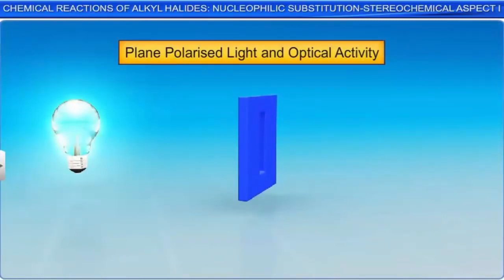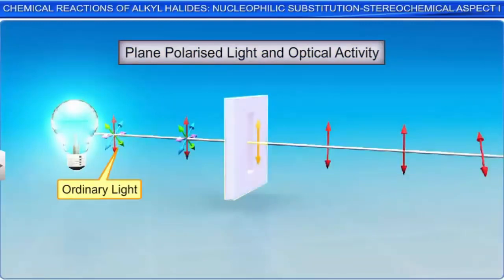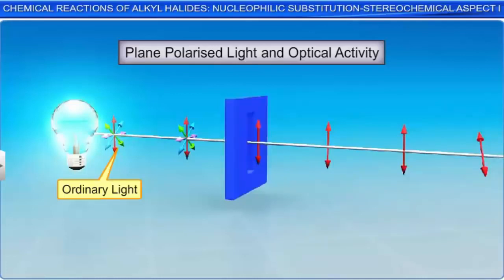Ordinary light is light vibrating in all directions through the line of propagation. When ordinary light is passed through a lens made of Polaroid, or more traditionally calcite, it produces a light that vibrates in only one plane and is called plane polarized light.